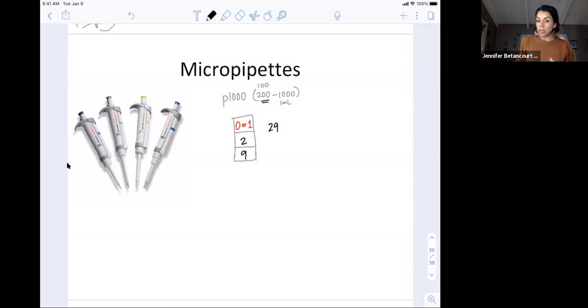The way that you read a P1000 is you read it top to bottom, and then you multiply that number by 10. So this pipette, if it had a tip on it and you stuck it into liquid and you lifted your thumb up, you would actually be aliquoting 290 microliters.